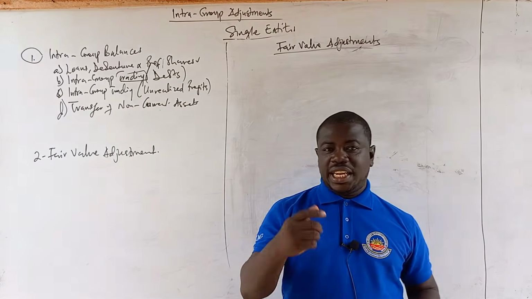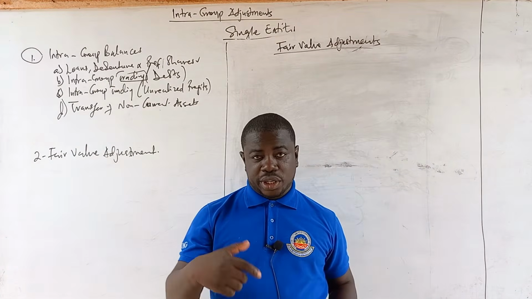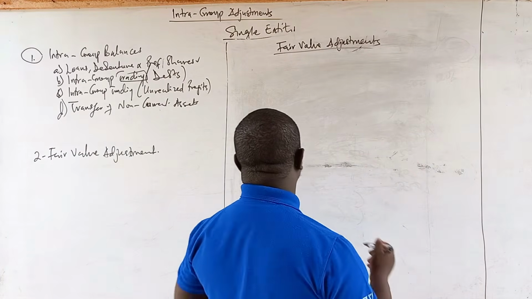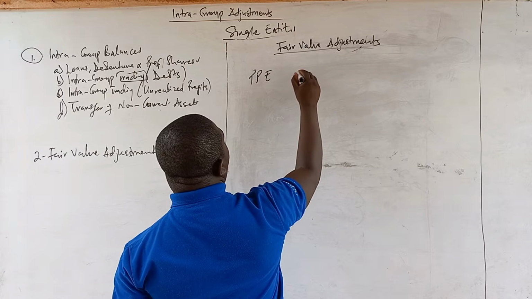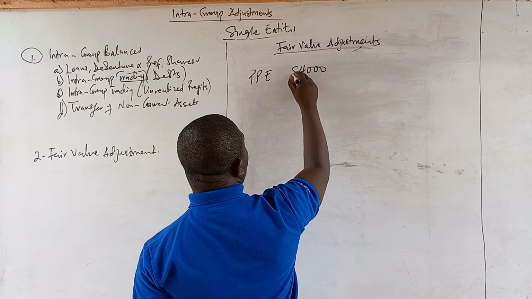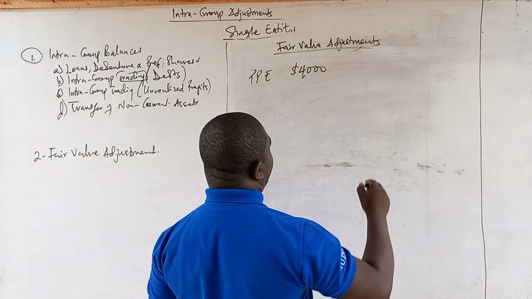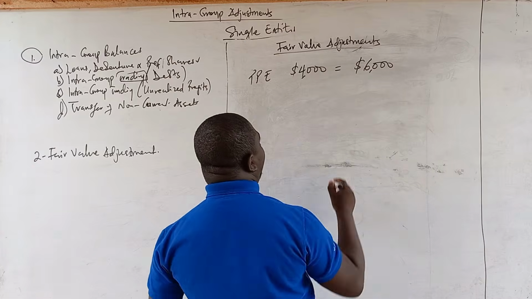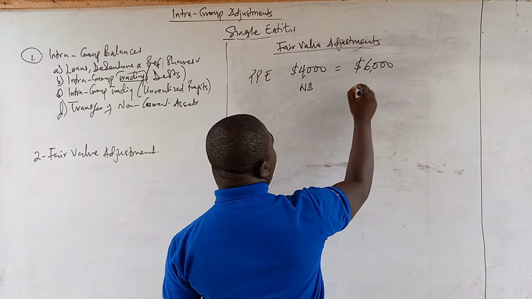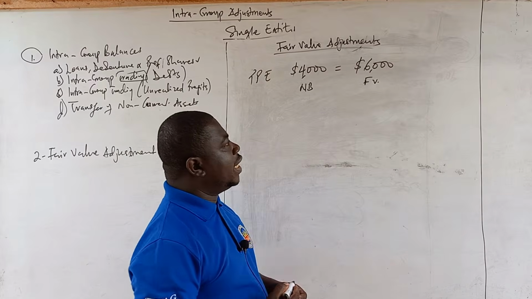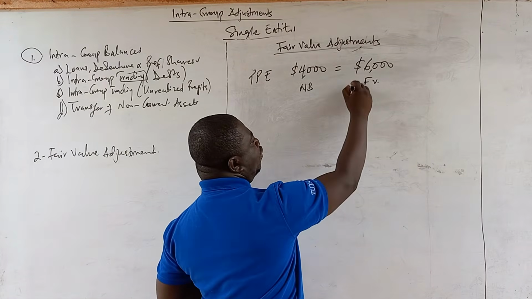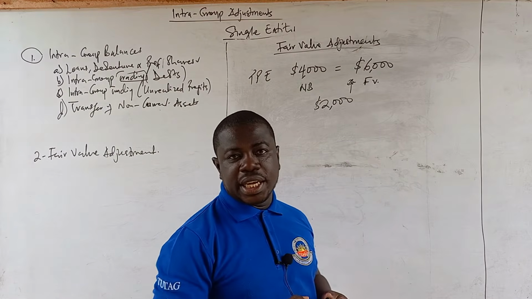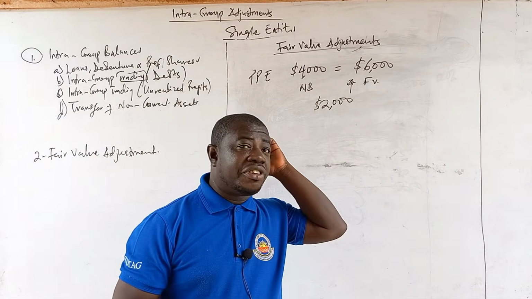Now, we also know that anytime an asset is revalued upwards or downwards, the financial statements must reflect the new fair value. So if you have in your asset a PPE valued at $4,000, and then you are told it has been revalued upward to $6,000. Now, this is the original net book value, and this is the new fair value. Now, you see that there is an upward revaluation, and the difference is $2,000. This $2,000 is a revaluation surplus that has been created for you.